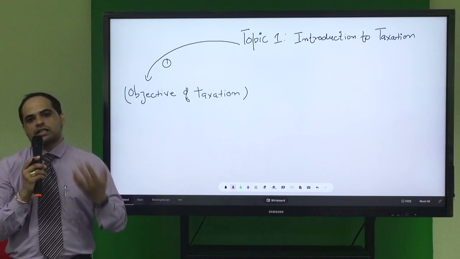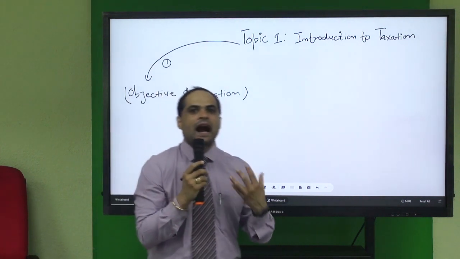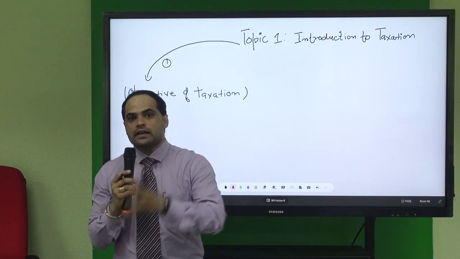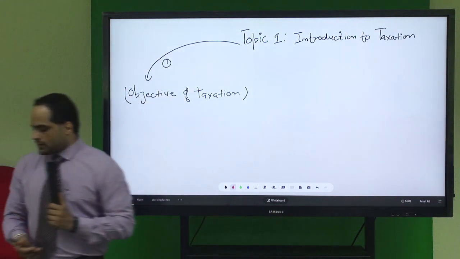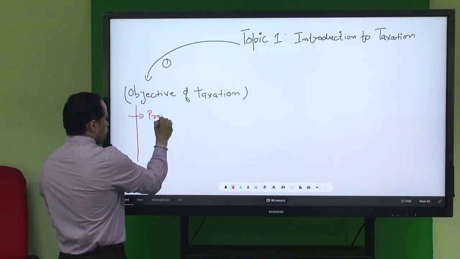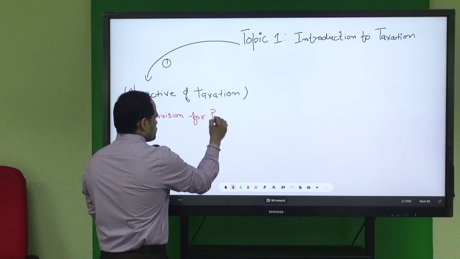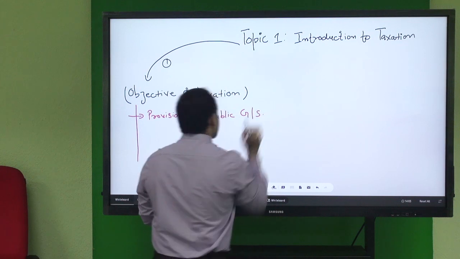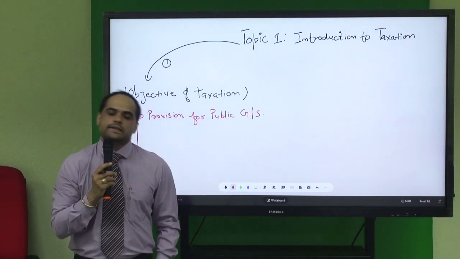What are the objectives of taxation? What is the main purpose or reason behind the taxpayer paying tax, or the tax being collected by the government? What are the reasons to do that? The first thing is provision for public goods and services.